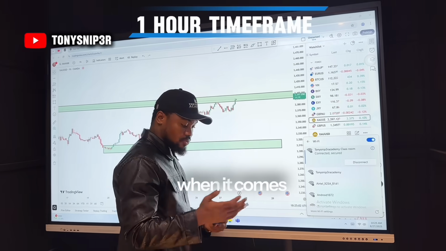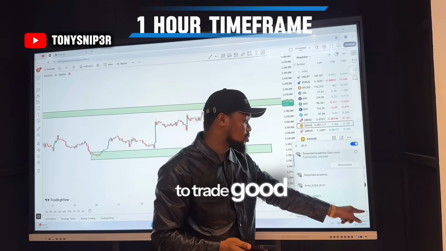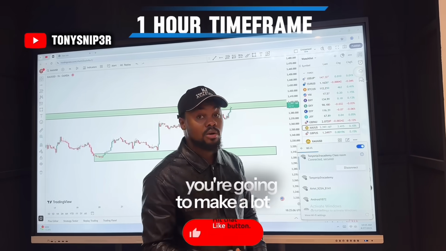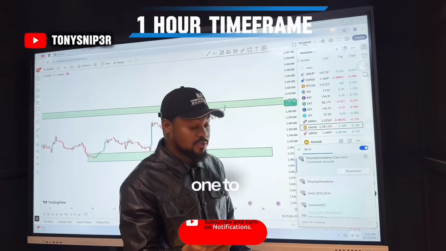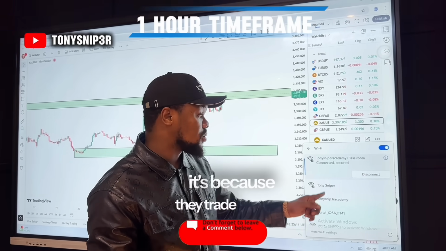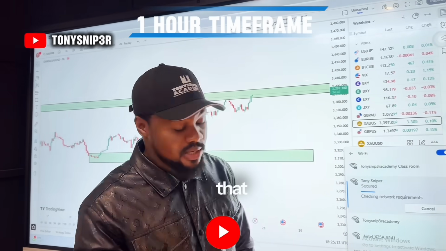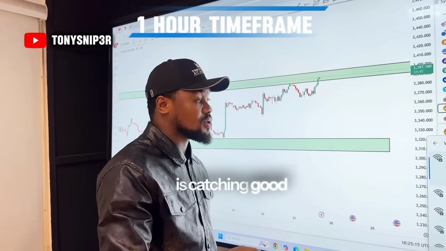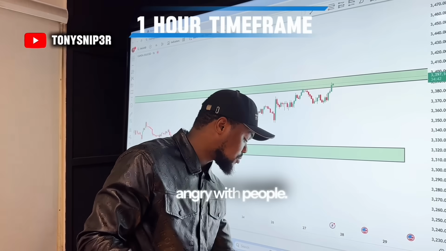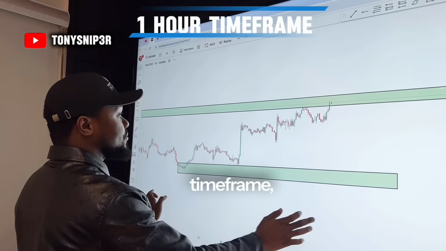Now, remember, when it comes to gold, I promise you, if you learn how to trade gold on smaller time frame, you're going to make a lot of money. All these traders you see catching 1 to 5, 1 to 10, it's because they trade gold on smaller time frame. So please learn that, so that when everybody is catching gold setup, you will not come online and be angry with people. Now, this is your 1 hour time frame, right?